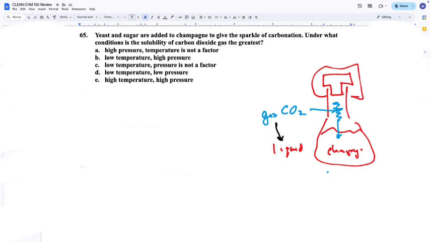Because that's nasty. What's that? All the bubbles disappear. Why? Because when you add that heat, what are you helping to do? Transition from the liquid to the gas. All the bubbles leave the system.